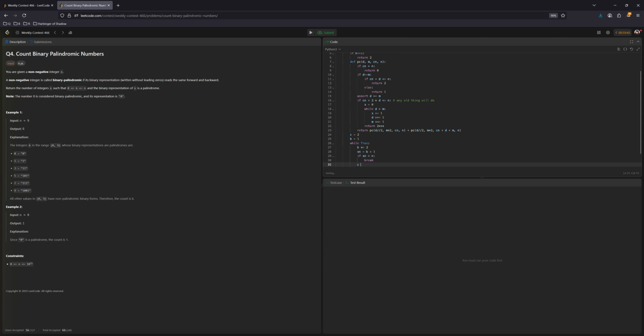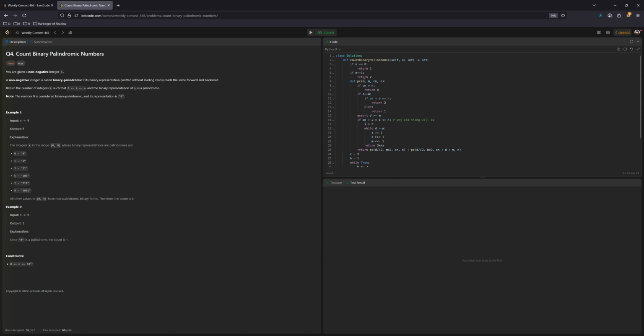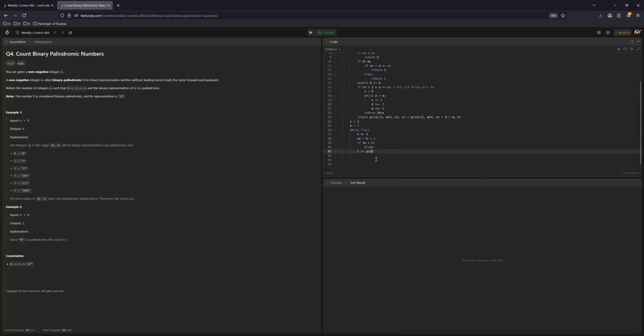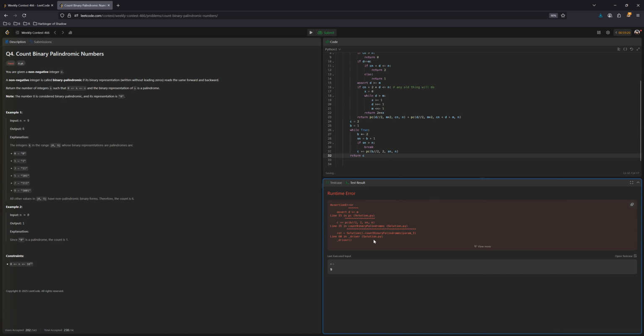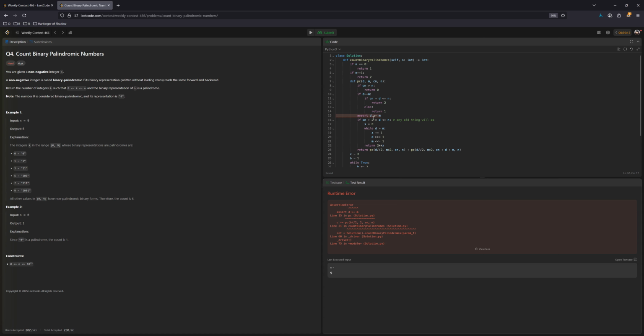If starting number is greater than n, then break. Otherwise, we are going to say c plus equals PC of, yeah, well, b divided by 2 to starting number n, and just return c. All right, runtime error.